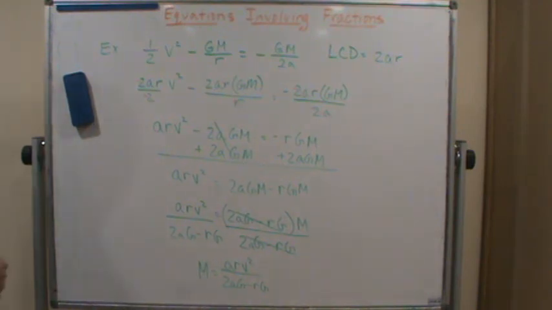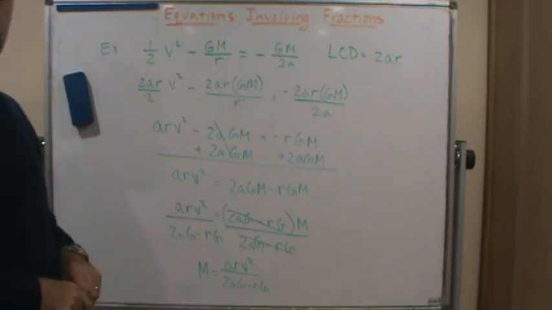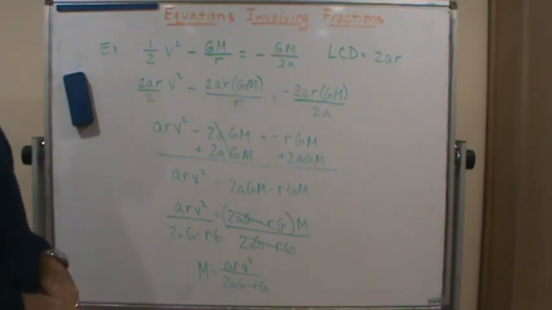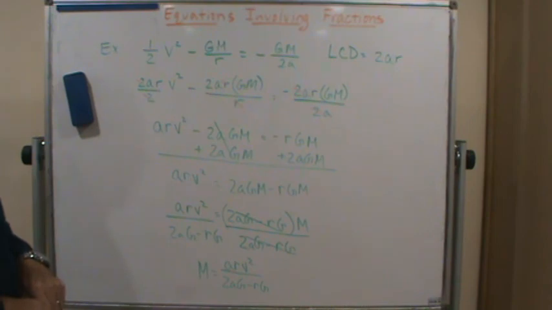Okay. Now remember, multiplying through by the least common divisor only works when you're dealing with equations with fractions.